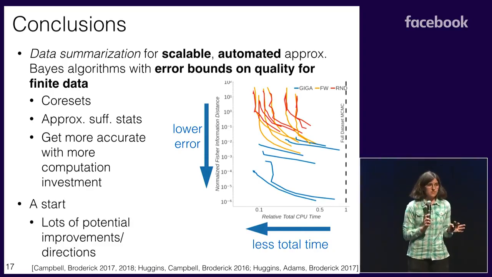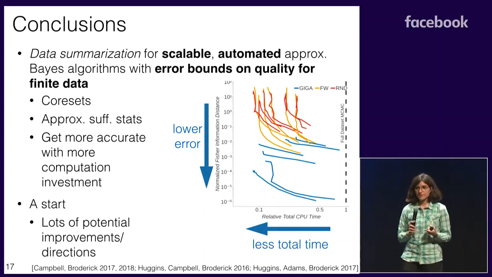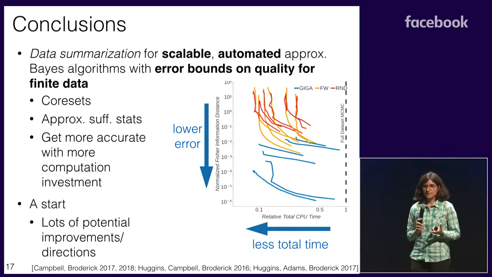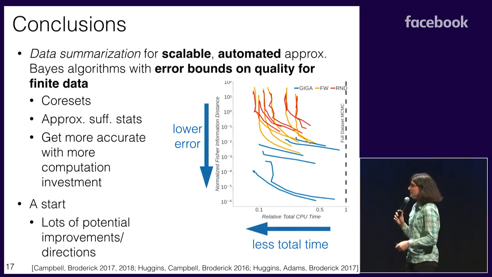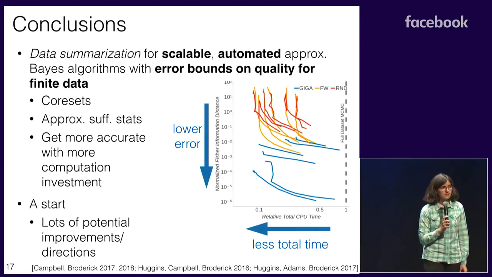But I think this is just a start. I think that there are a lot of other ways that we could summarize data, a lot of ways to improve these ideas. I mean, even just going from Frank-Wolfe core sets to GIGA turned out to be a huge improvement, and that was just slightly tweaking the optimization approach. And so I think there's a lot of potential here.